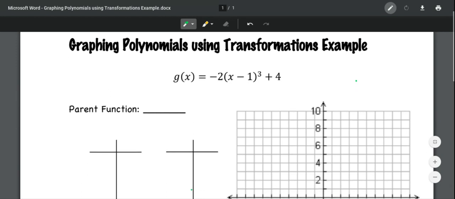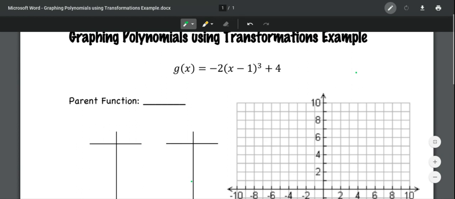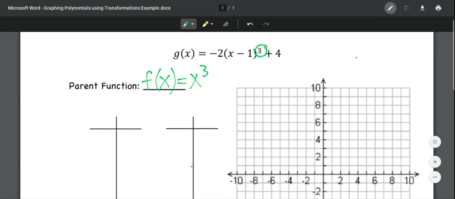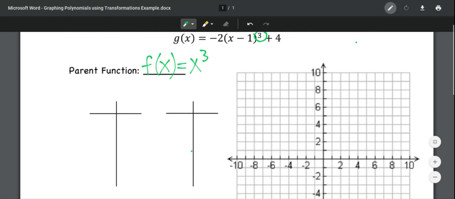So here is our example, our equation, and we first want to identify the parent function of our polynomial. So in this case, we're going to look at the exponent, and our exponent is 3, which tells me then that my parent function is going to be x cubed. So we're going to write down our points that are associated with that x cubed function.